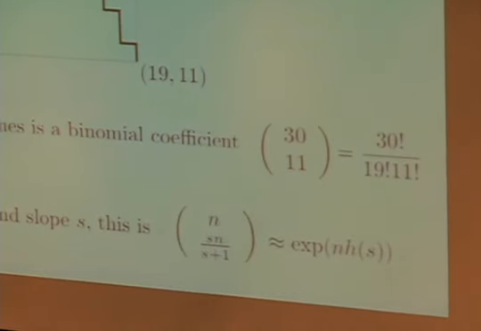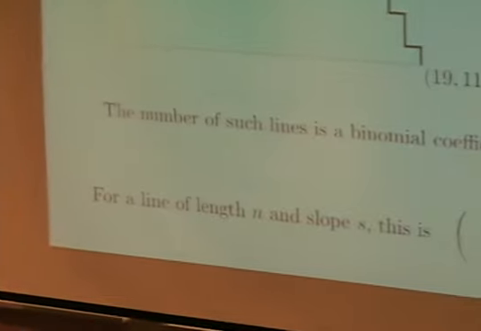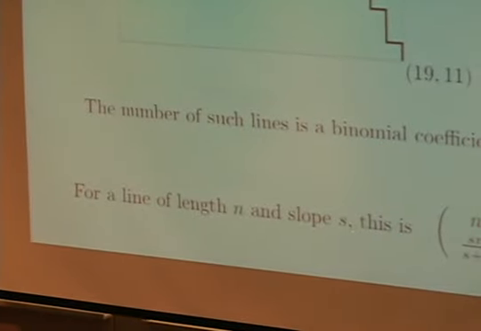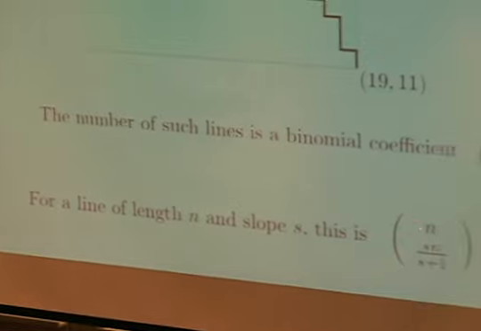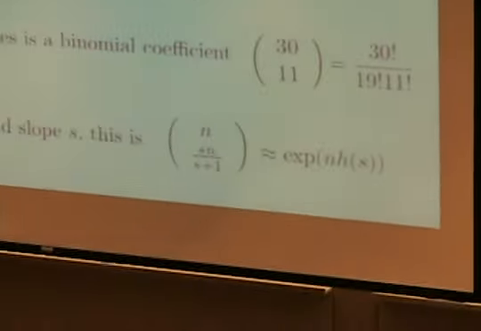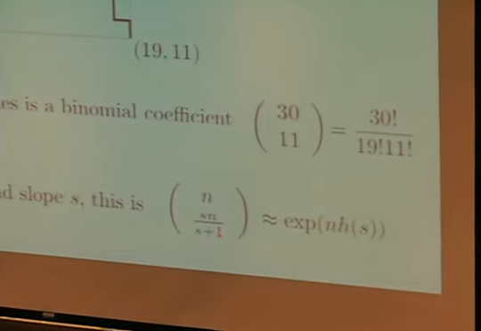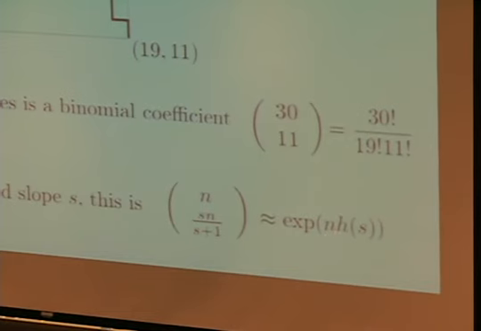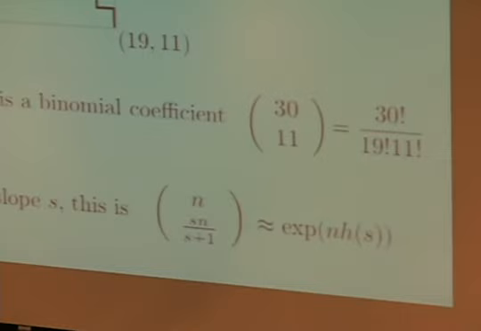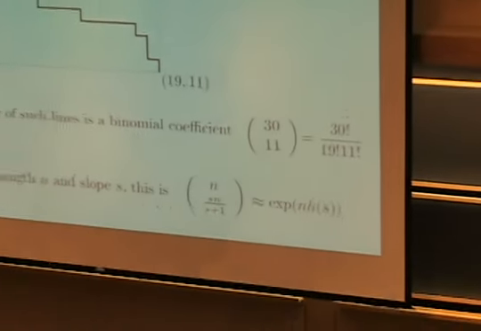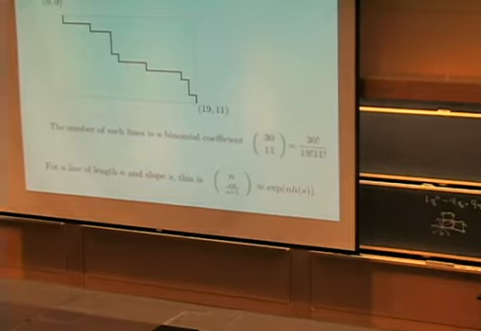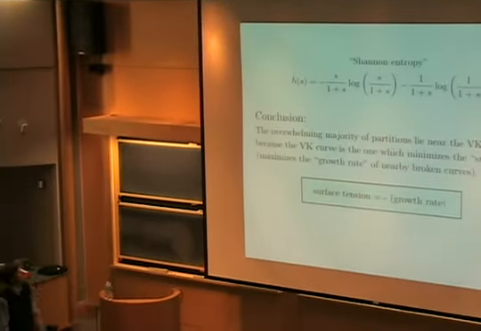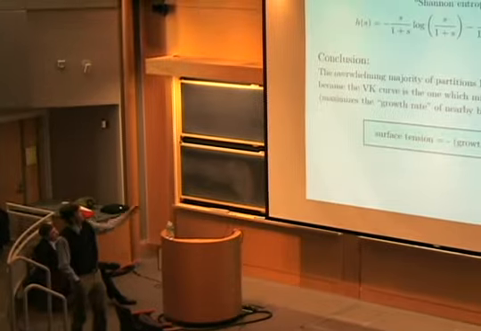Right? If my line is very long now, and it has slope s, then the binomial coefficient, which is counting the number of partitions which lie near that line, looks like this. It's n choose n s over s plus 1. And so this is growing exponentially fast, exponentially in n, the length of the line, times some function of s, of the slope. And that's the important function right there, h of s. Well, what function is it? Well, you probably know it's Stirling's approximation to the factorial, from which you can compute this function h of s, which is, in fact, called the Shannon entropy.